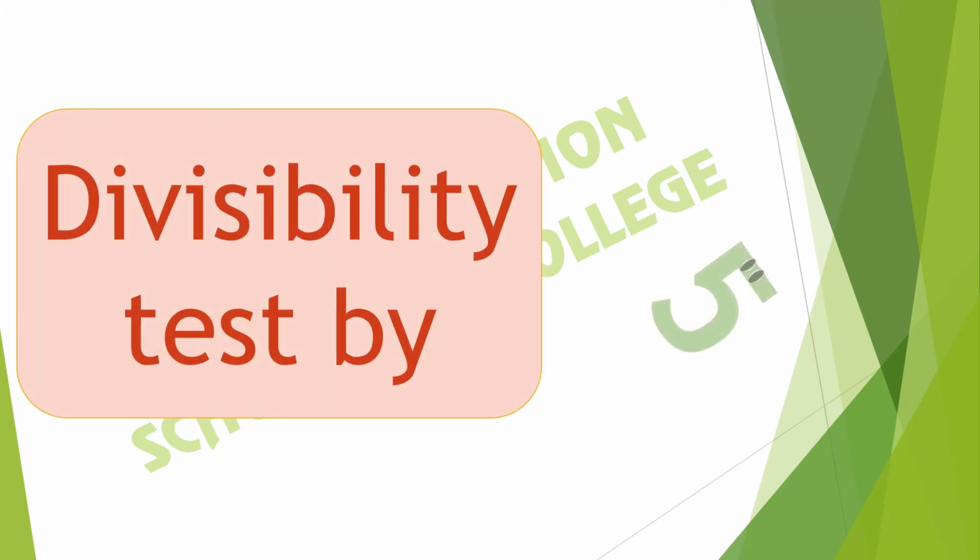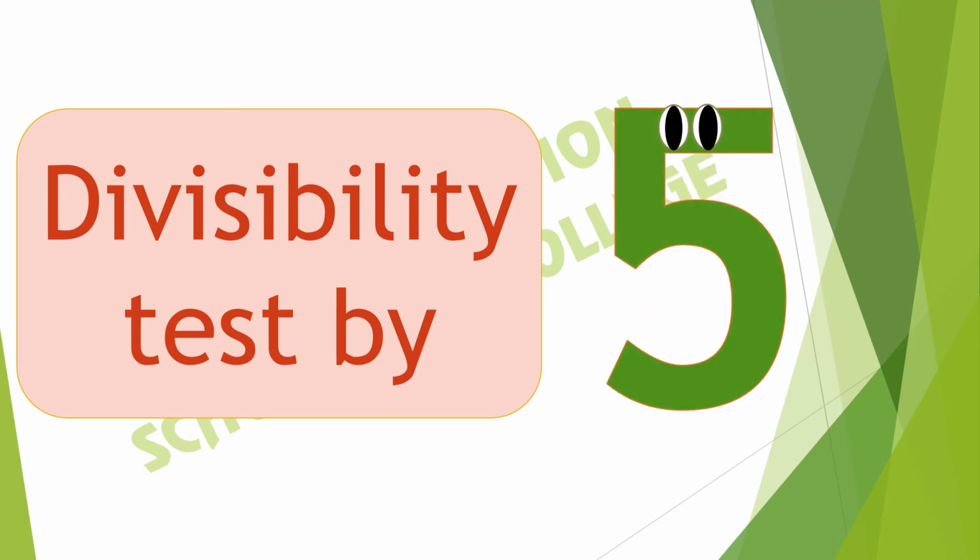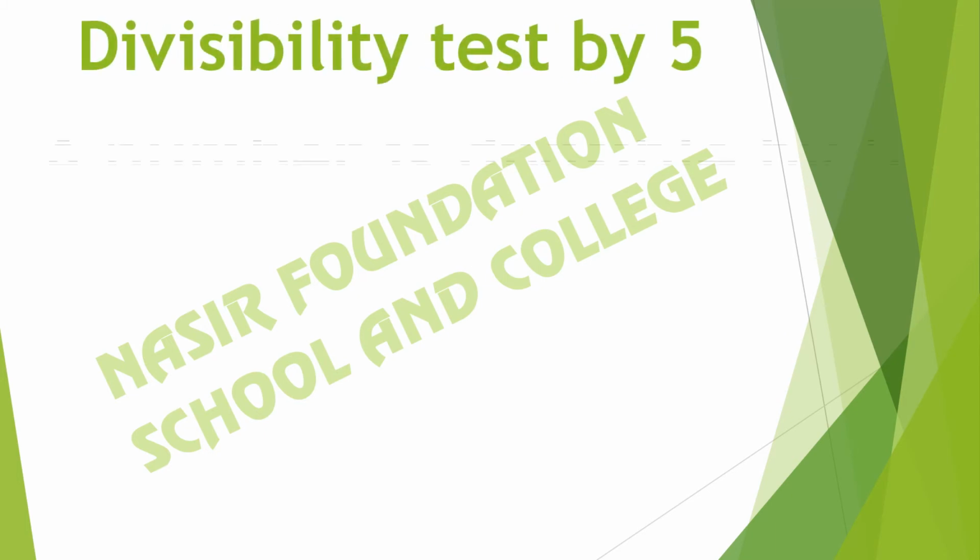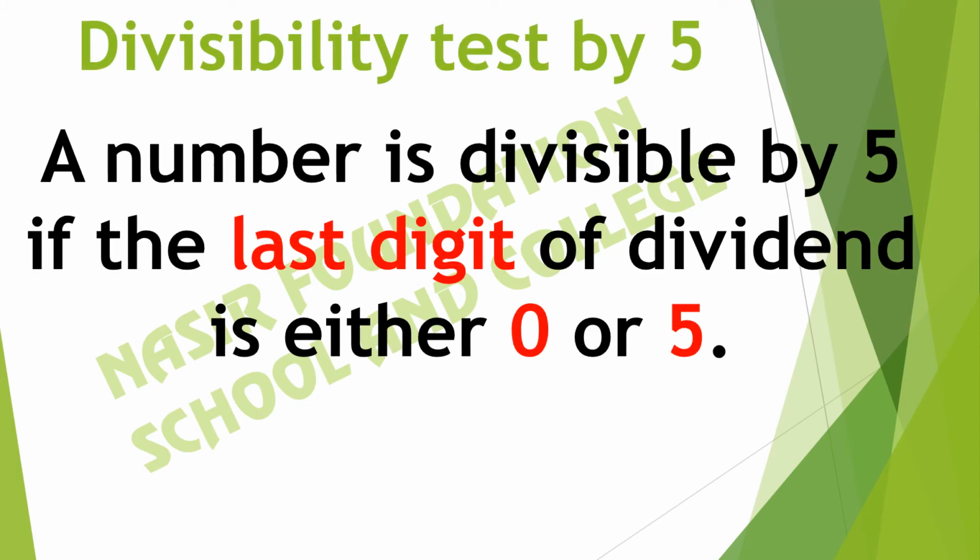Divisibility test by 5. It's very easy. A number is divisible by 5 if the last digit of the dividend is either 0 or 5. We will check just the last digit. Is it 0 or 5? If it is 0 or 5, it is divisible by 5. If it has any digit other than 0 and 5, it means it is not divisible by 5.